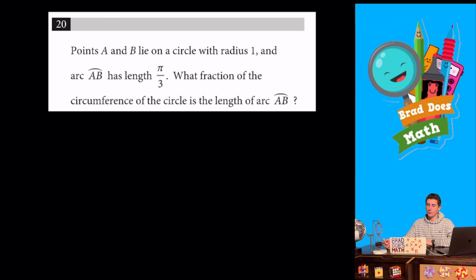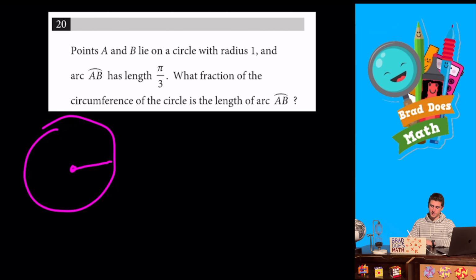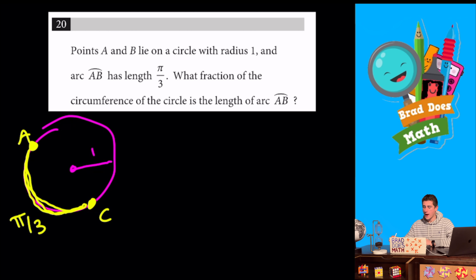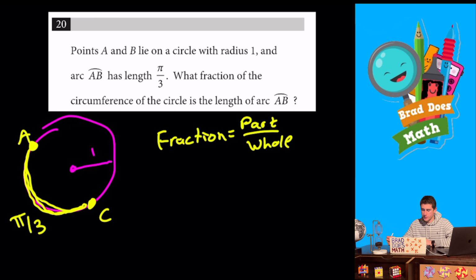And we will conclude with number 20, a circle problem. The circle has a radius of 1, it says. And arc AB. Arc just means it goes from one part of the circle to another part around the edge, so around the circumference. And it says that has a length of pi over 3. What fraction of the circumference of the circle is the length of AB? Fraction equals part over whole.